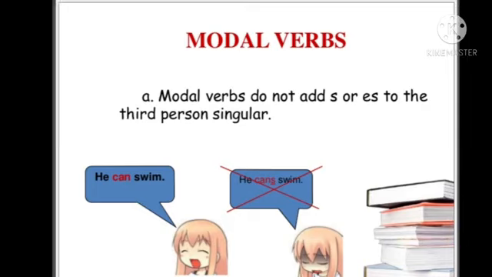Previously, I told you that when we have a singular subject, we have to use S or ES with the verbs. But with the modal verbs, we cannot add S or ES for the third person singular. For example, we can say only "he can swim." We cannot say "he cans swim." That is wrong. We are not supposed to add S or ES with any modal verb.